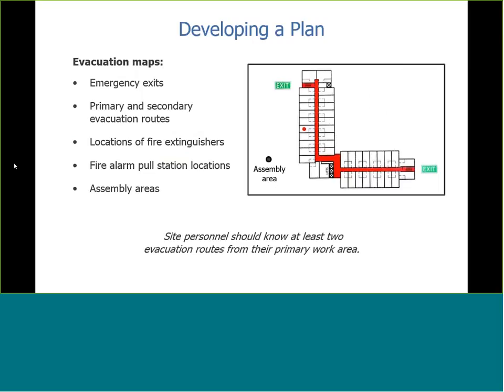EAPs should always include evacuation maps for the benefit of the site staff as well as visitors and residents. The following information at a minimum is noted on these maps: emergency exits, primary and secondary evacuation routes, locations of fire extinguishers, fire alarm pull station locations, and assembly areas where a head count should be conducted. If an evacuation map does not exist for your building currently, or you're not aware of one, please make sure you can contact me or contact your manager or regional to find out more about that plan.